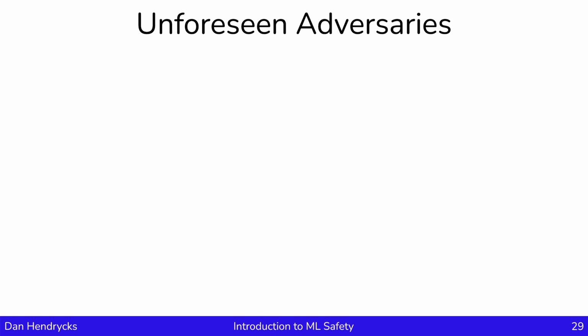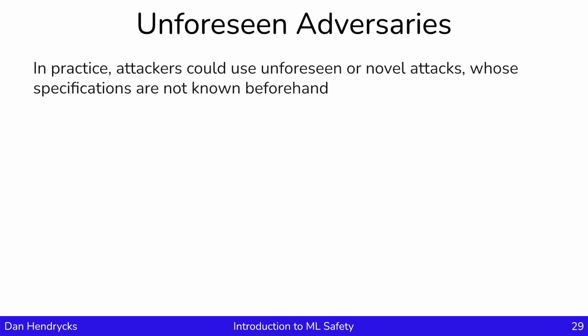Let's turn to a broader threat model. We want models to be robust to unforeseen adversaries, not just adversaries with their attack specifications known beforehand. Attackers in the real world don't need to conform to a small Lp adversarial perturbation budget. They could apply many different transformations to the image. They could apply ones that we've never seen before. So we would like models to be robust to unforeseen attacks.